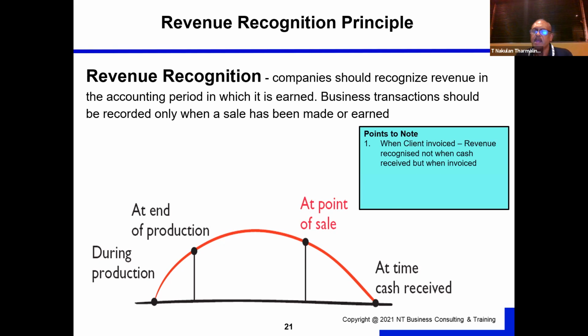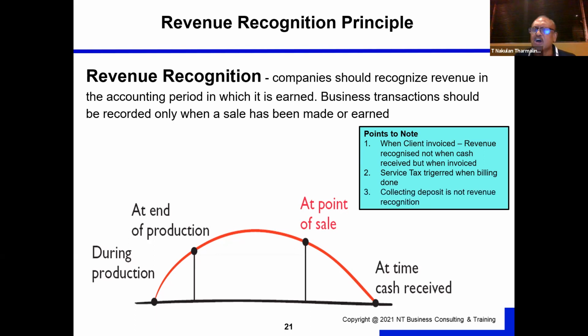Points to note: when a client is invoiced, revenue is recognized not when cash is received, but when invoiced. That's something you've got to always remember, all right? It will be recorded at the time when you invoice your client. Similarly, service tax is triggered when the billing is done, not when you collect the money from your client. By the time you invoice your client, if you are subject to service tax, it is triggered.